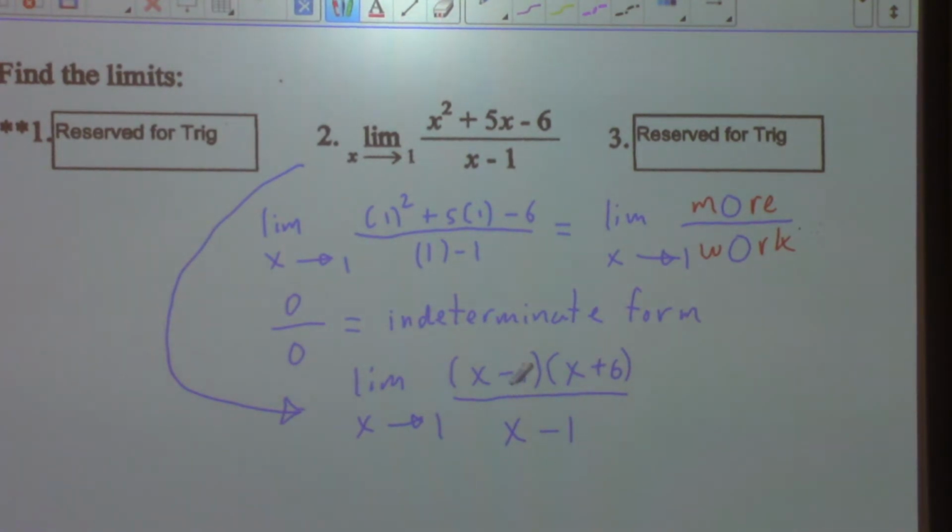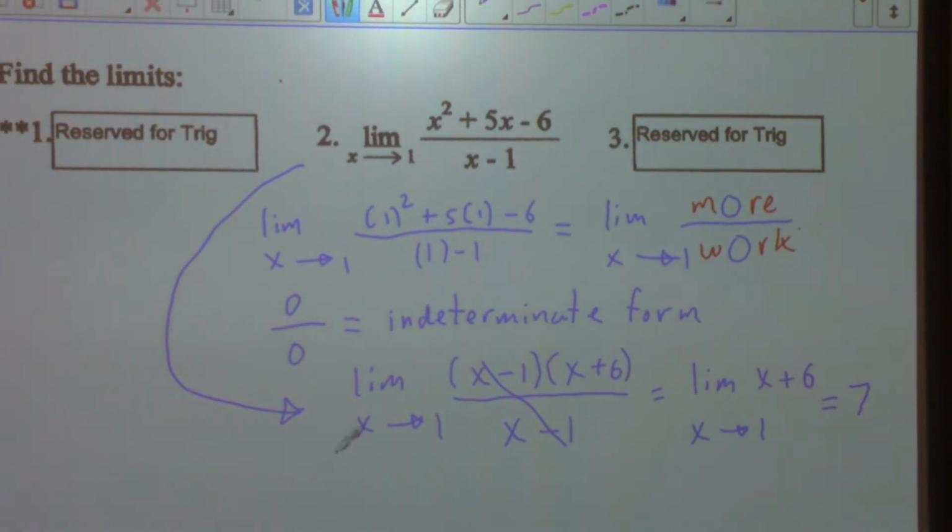And then, so now what happens? Those cancel out, right? So what we have is limit as x approaches 1 of x plus 6. So what is our answer to this limit? So now we can try direct substitution again. And what do we have as our answer here? 7. 7? Does that look right? Yeah, that's going to be right.